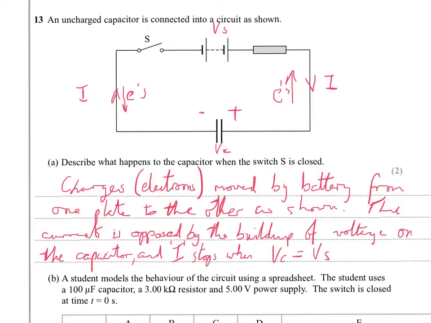So the current builds up voltage on the capacitor as the capacitor charges, and so the current value is always decreasing from the beginning. And that's a characteristic of charging and discharging capacitors, that the current is always highest at the beginning and zero at the end, irrespective of whether you're charging or discharging. In this case, it's being opposed by the build-up of voltage on the capacitor.